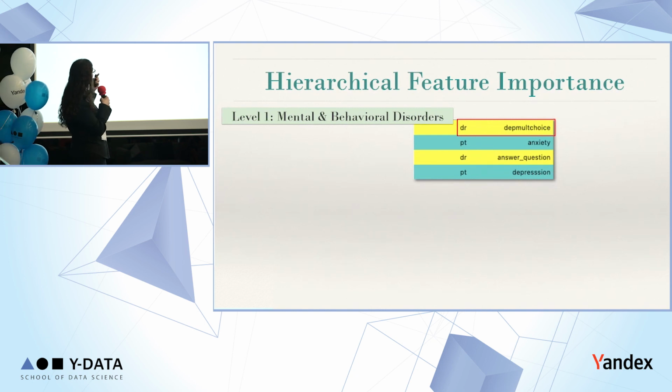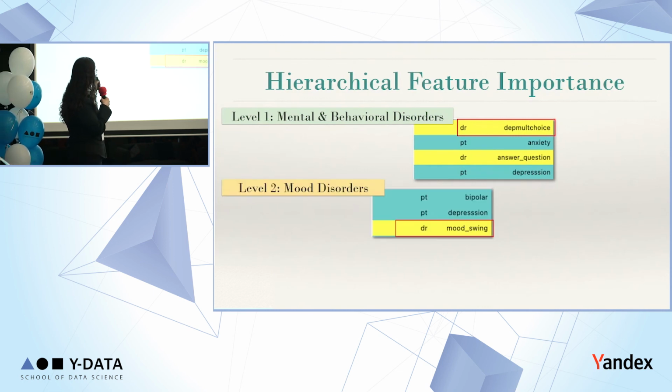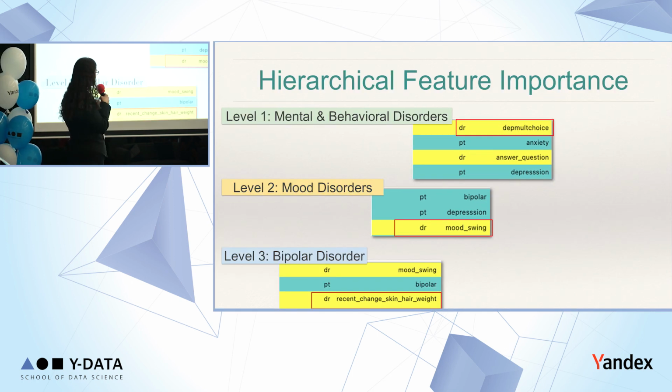So for the first level, just distinguishing this is a mental disorder diagnosis, there's a depression multiple choice question. This is a token we use to replace multiple choice questions. We can see that it is very general. On the second level, which is mood disorders, we actually see the doctor asking about mood swings. And on the third level, which is bipolar, we see even more specific questions about recent change, skin, hair, weight. So that's pretty nice.